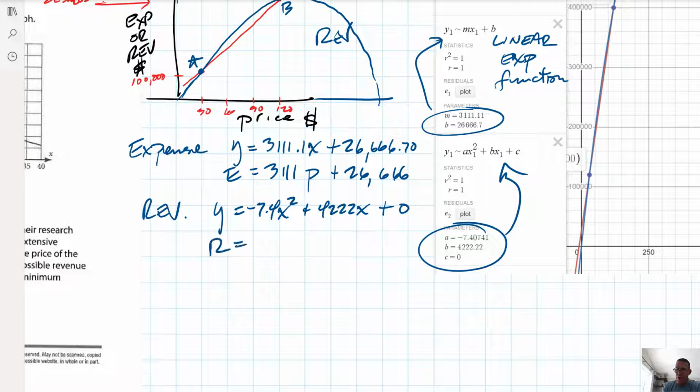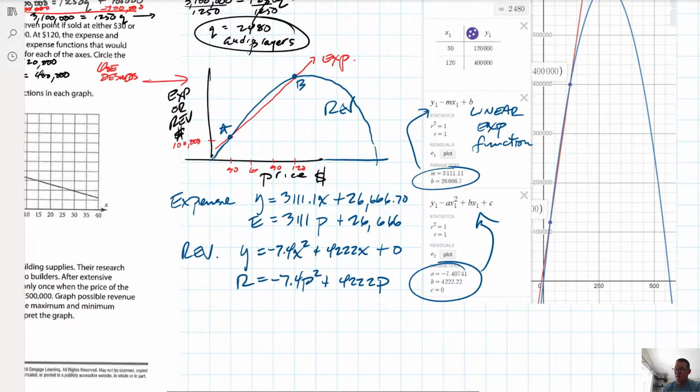And then on the y-axis, instead of y, we have revenue, equals negative 7.4 times p squared plus 4,222 times p. Again, variable switch here, guys, because on the x-axis, it's not x anymore, it's price. On the y-axis, it's revenue or expense, depending on what function you're writing. Okay, and so there we go.